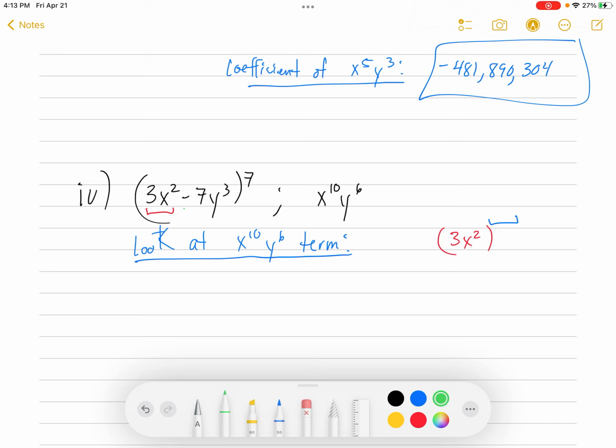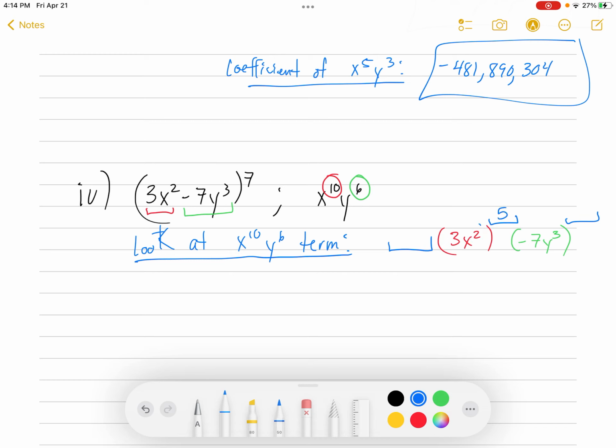So my a is going to be 3x squared. That's going to be to a power. My b is going to be negative 7y cubed. That's going to be to a power, and we're going to have a binomial coefficient for this. So I guess the question is, how do we get x to the 10th and y to the 6th here?